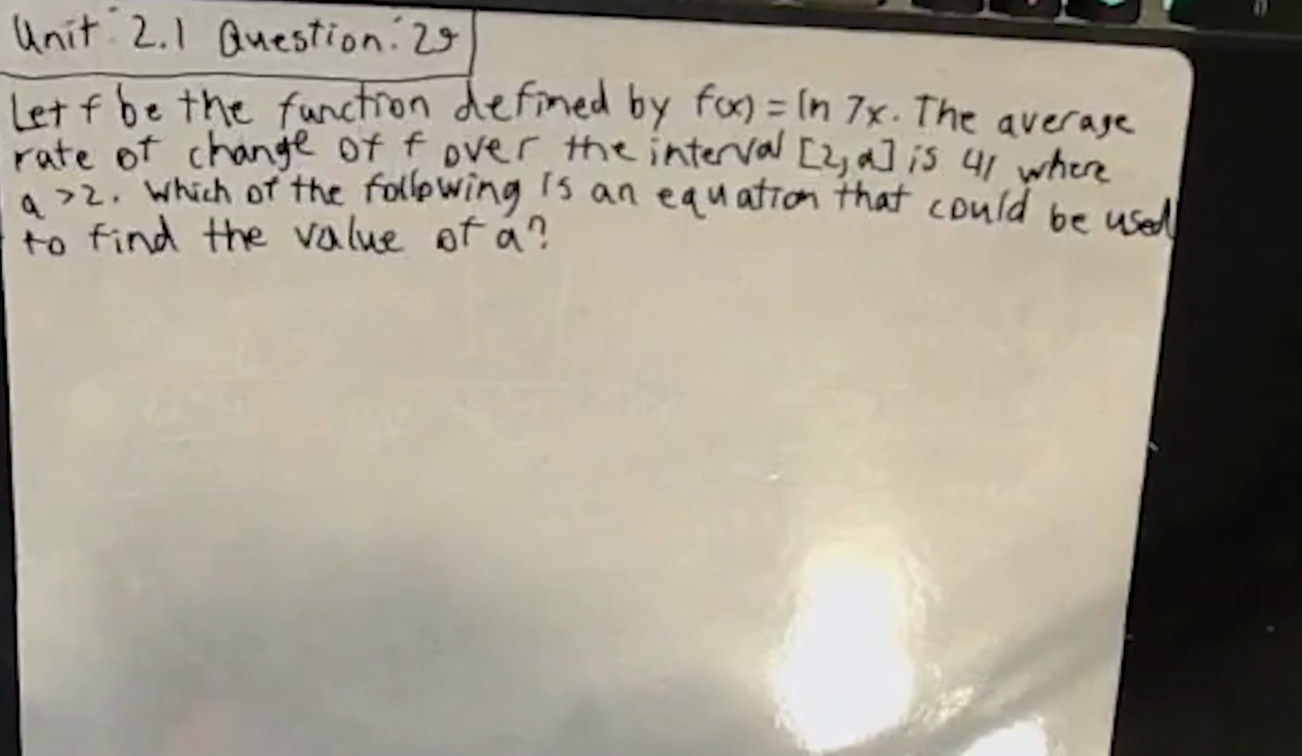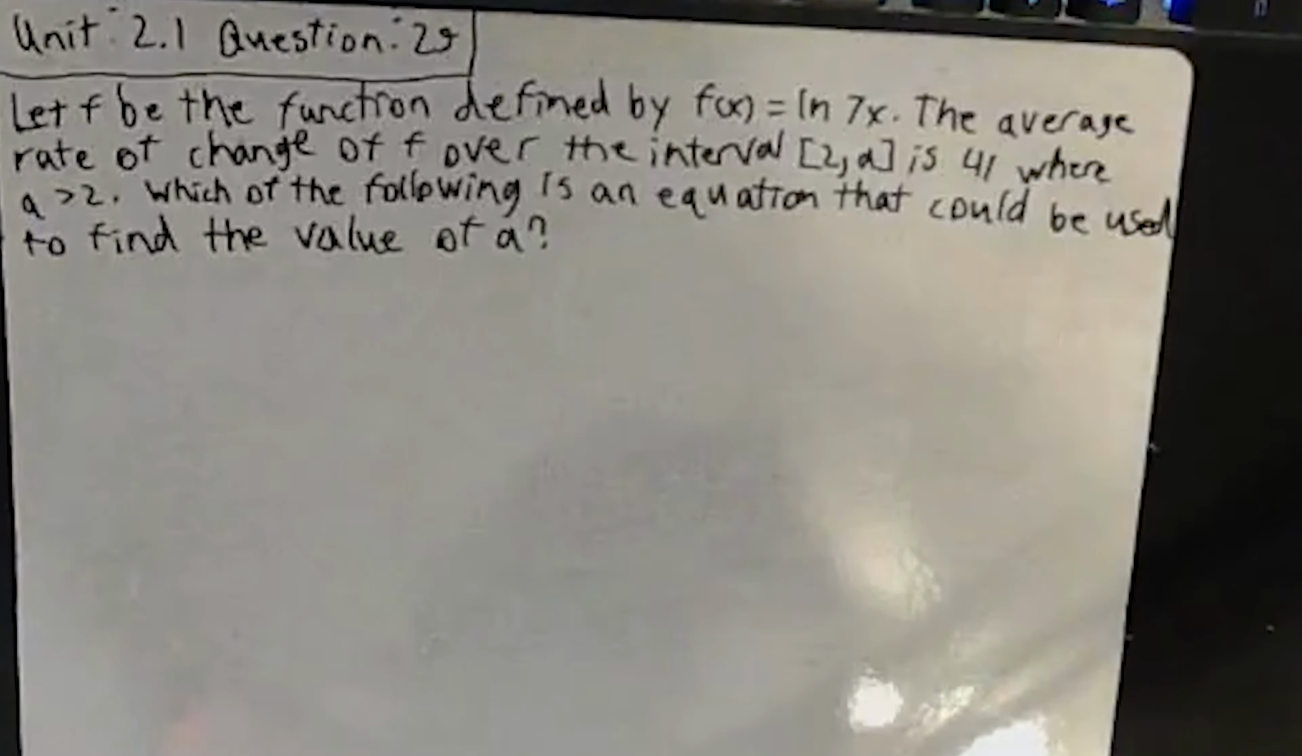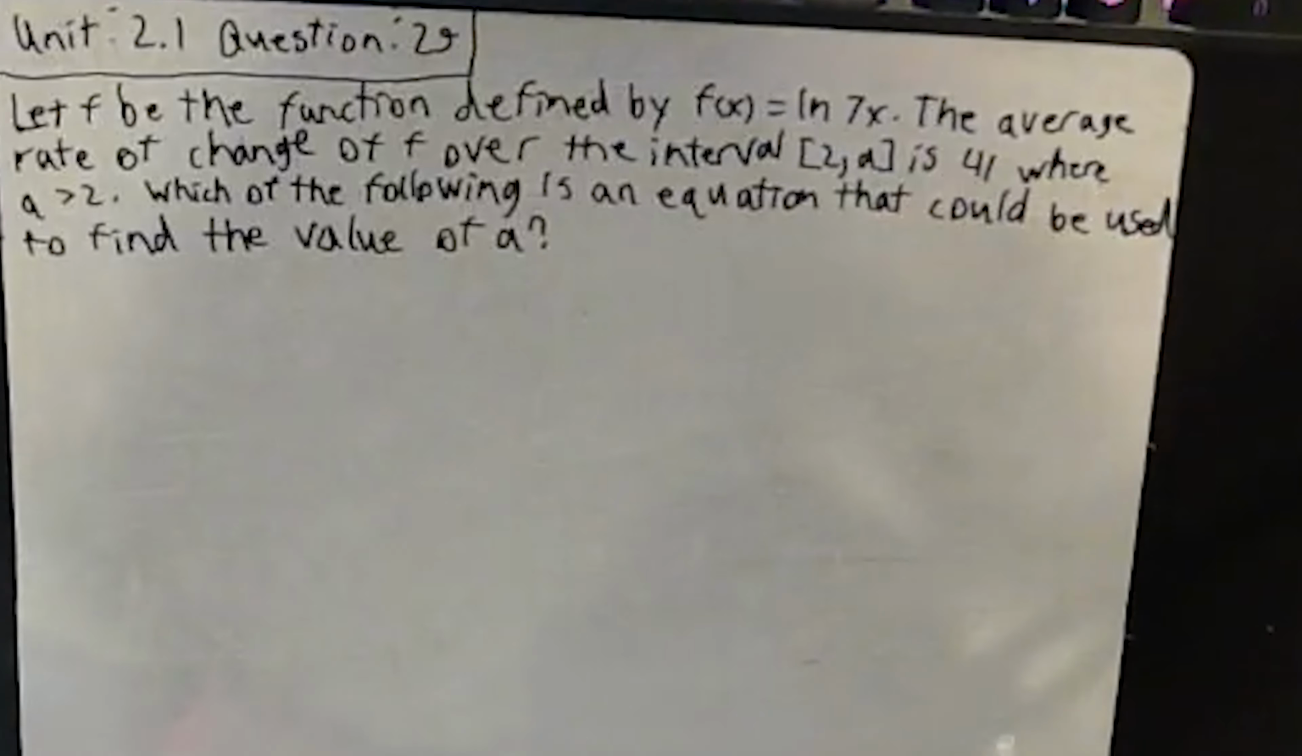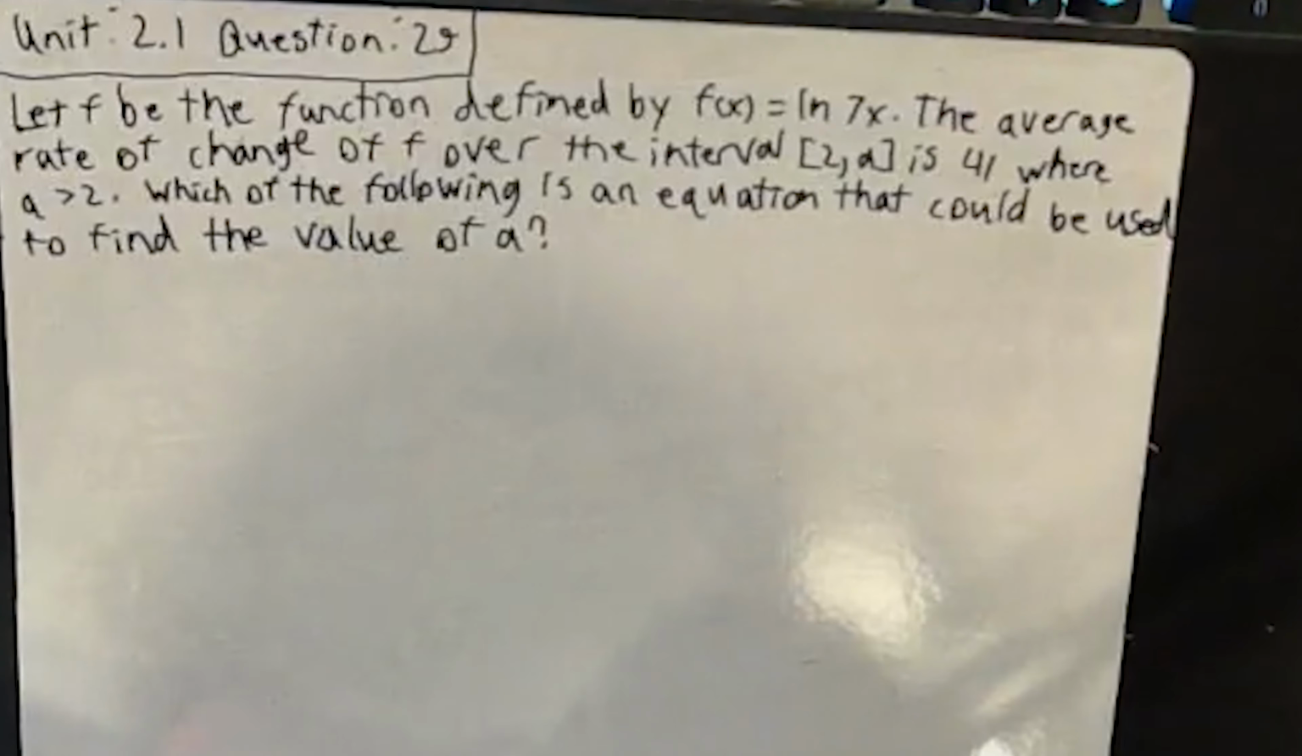This is Unit 2.1, question 29 of the test prep. Let f be a function defined by f of x equals ln 7x. The average rate of change of f over the interval from 2 to a is 41, where a is greater than 2. Which of the following is an equation that could be used to find the value of a?